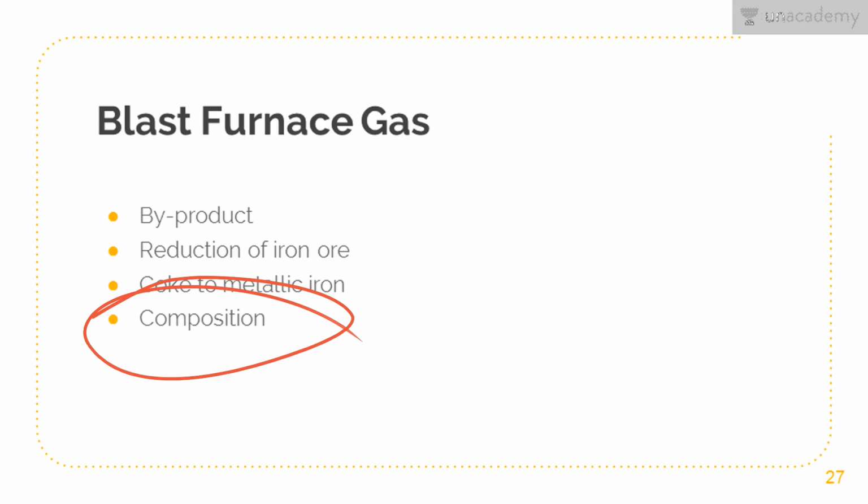Carbon dioxide is around 23 to 26%. Hydrogen is around 2 to 4.5%. Carbon monoxide is around 12 to 16%. Nitrogen is around 51 to 57%. Oxygen is around 0.2 to 0.5%, whereas there is an almost nil percentage of hydrogen sulfide as well as ammonia.